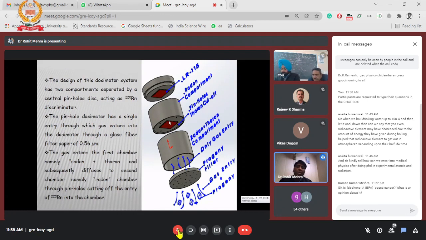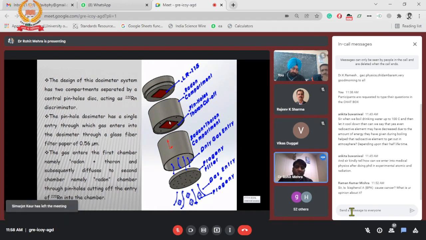We deployed it for 90 days, and we know the size of the detector, so we know the tracks per centimeter square. One track per centimeter square per day will give you a radon concentration of the order of 50 becquerel per meter cube. So 50 becquerel per meter cube. We know the number of tracks, the number of days and the size of the detector, so we can easily calculate the concentration. This is just an example. It is not exactly 50. Now we have modified the factors.